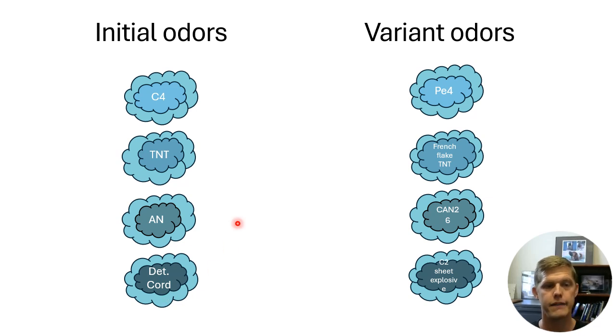And then we also had a variant of each of these categories. So for C4, their variant was PE4. For TNT, their variant was French Flake TNT. For AN, their variety was CAN26, which is a fertilizer type of ammonium nitrate. And then for det cord, we had C2 sheet explosive as their variant.